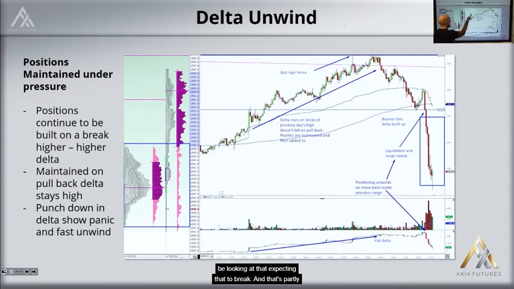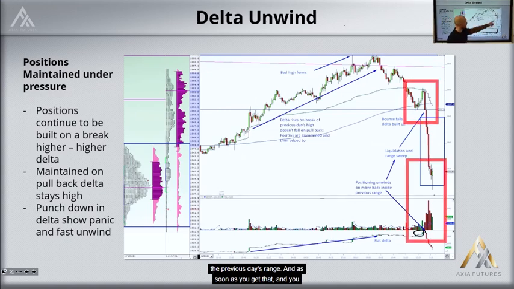People are going to be looking at that, expecting that to break, and that's partly why positions are maintained on a pullback. But you get this pullback, market then starts to bounce, and you see Delta rises as we get this bounce up. So people are very much still willing to buy. And then what you get is the break back into the previous day's range. And as soon as you get that, and you get this Delta punch down and volume increases, this is where you get the fast drop, the liquidation type move.